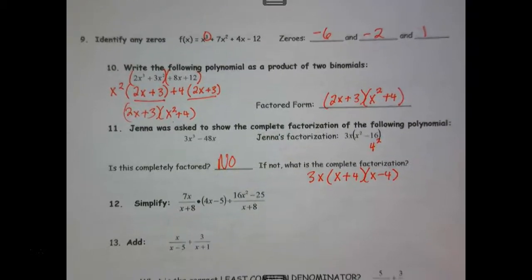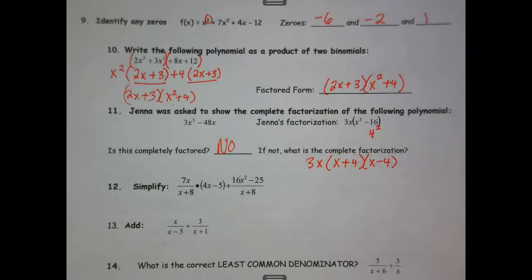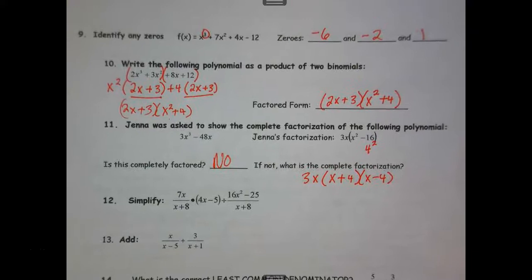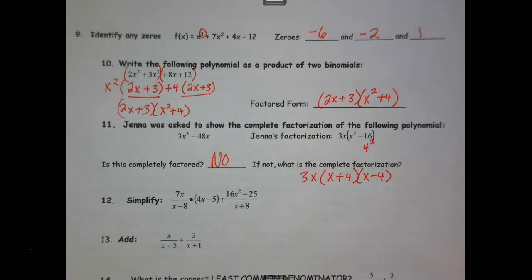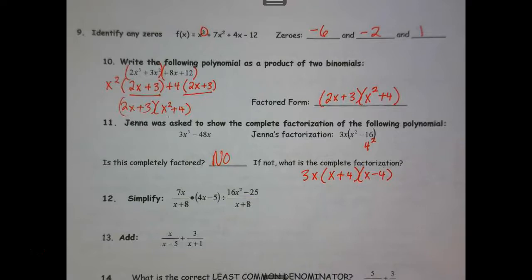Now, this is where the more fun stuff started to begin. Yes. No, it says if not, what was the complete factor? Way too many. I think I'm down to like 115, 118.